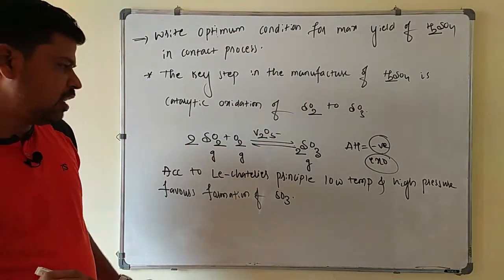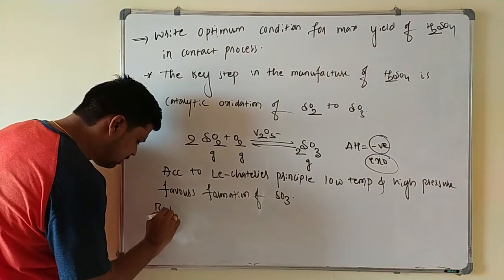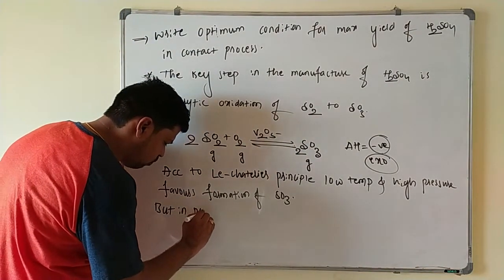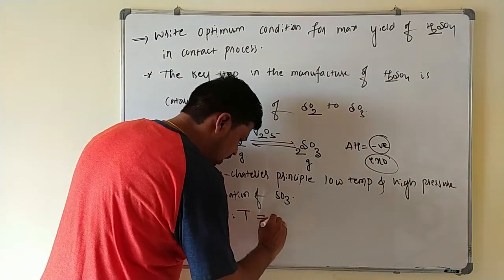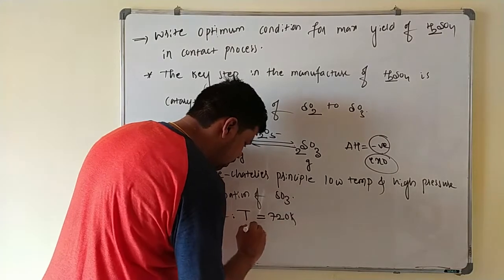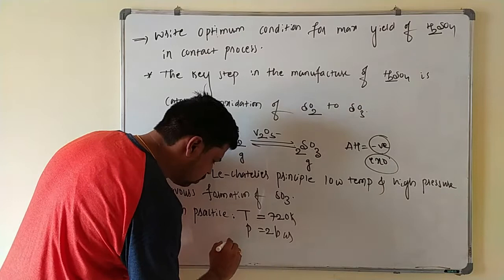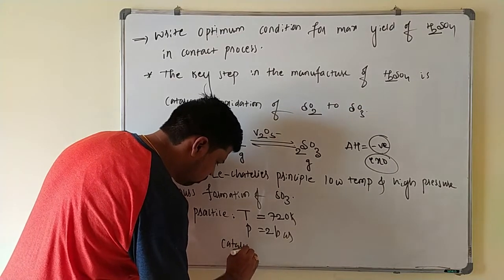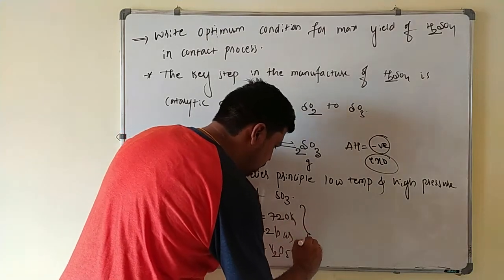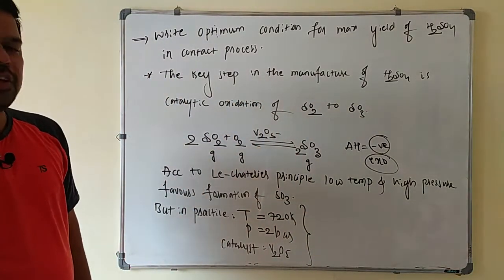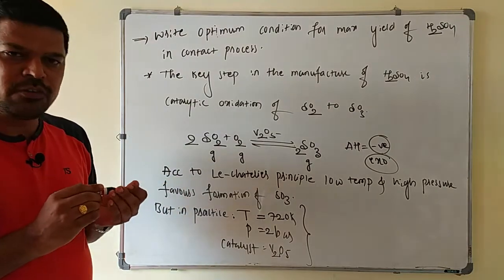But in practice, in the plant they will maintain a temperature of nearly 720 Kelvin and a pressure of 2 bar, and the catalyst used for this process is V2O5. So these are the optimum conditions for the maximum yield of H2SO4 by the contact process. Now we will go for properties of H2SO4.